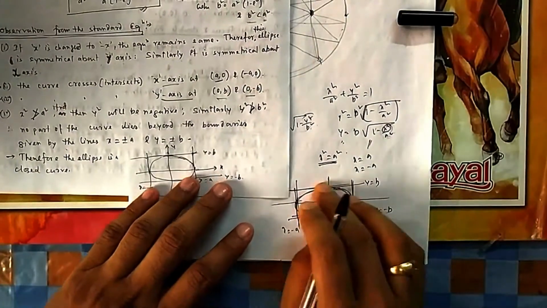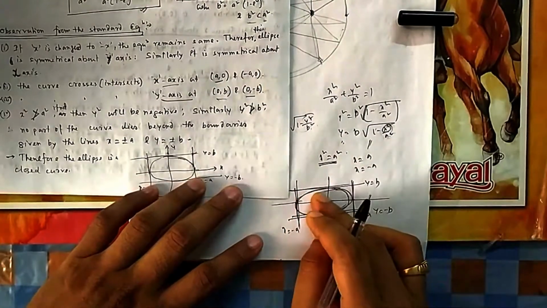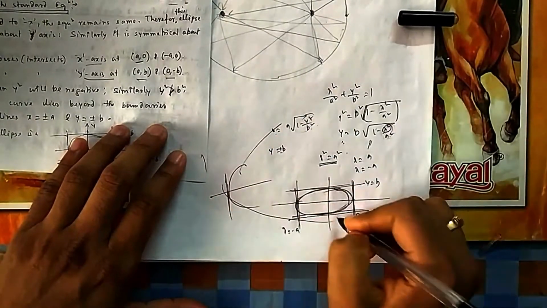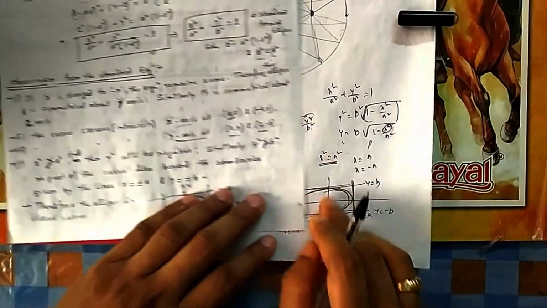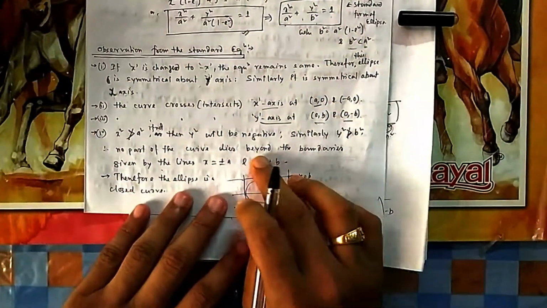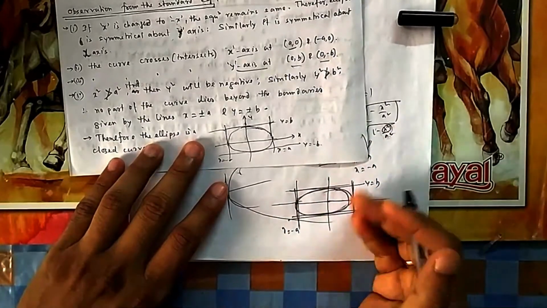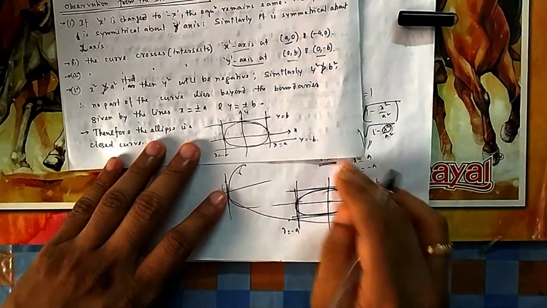That means the ellipse is a closed curve, because it is moving within this fixed boundary, so it will close. The parabola was open, it was not fixed, it could go anywhere. It was moving like this. But the ellipse is closed by these boundaries. So no part of the curve will be outside this boundary, because if you go outside this boundary, then y becomes imaginary. Imaginary means you cannot plot in this plane.